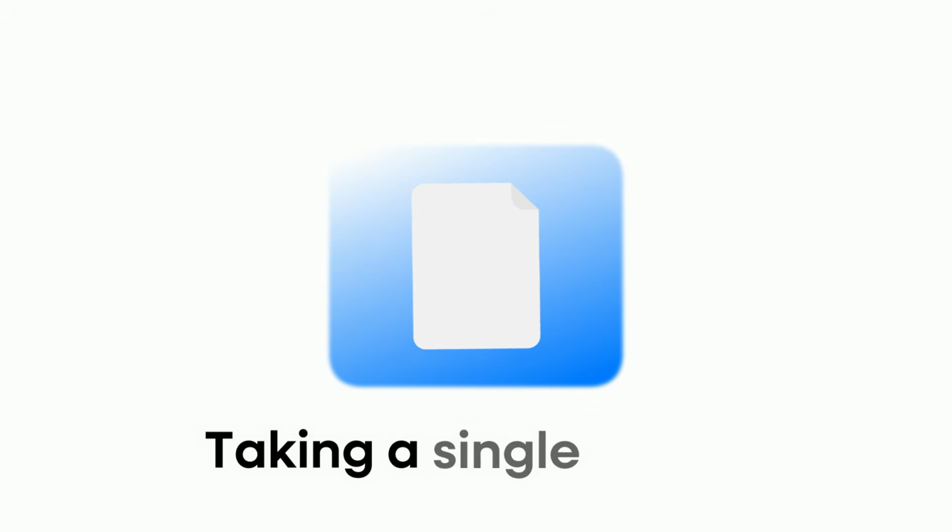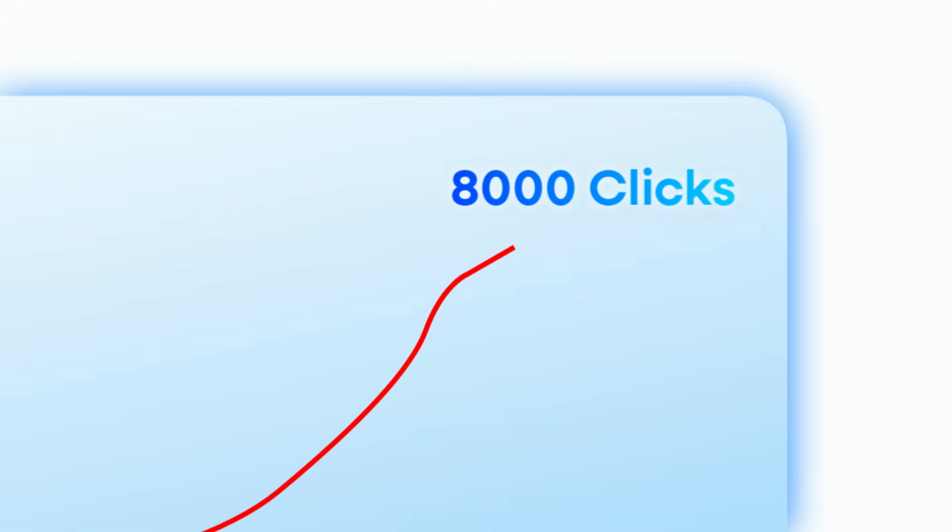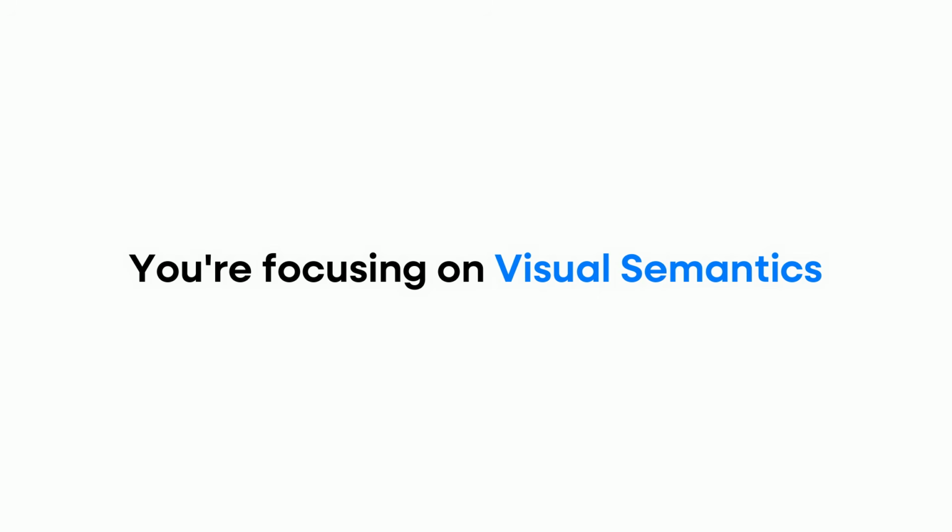You just showed me this case study of you taking a single page from 0 to 8,000 clicks a day, right? That is true. A single page exact match domain. This is amazing. And you're focusing on visual semantics. Yes. How does that work?